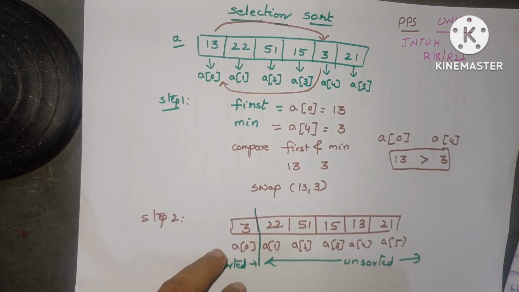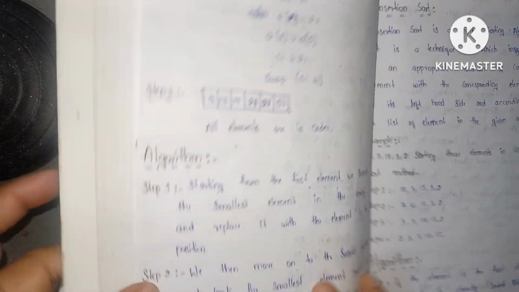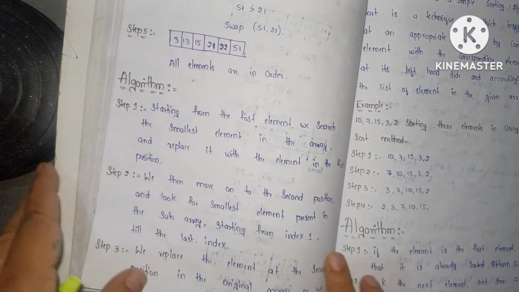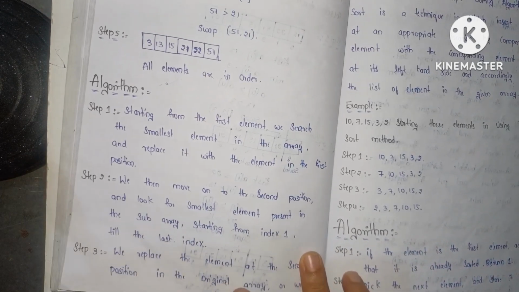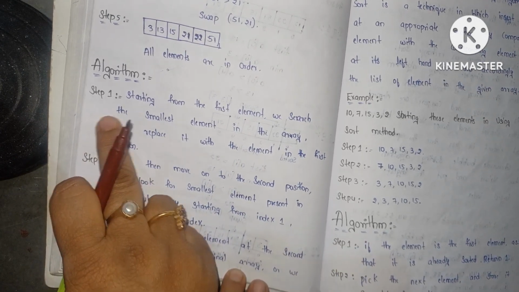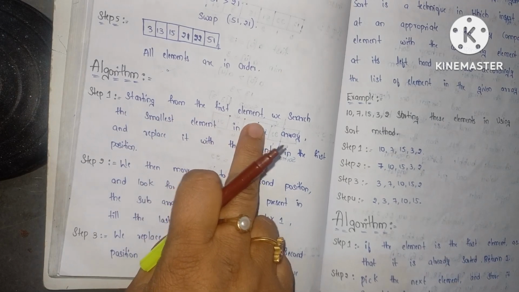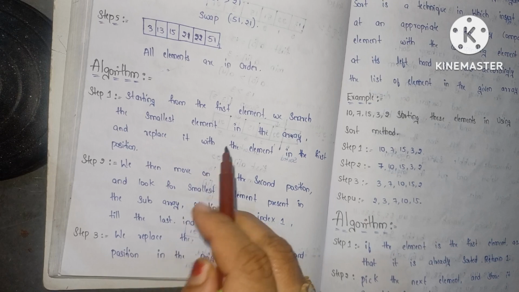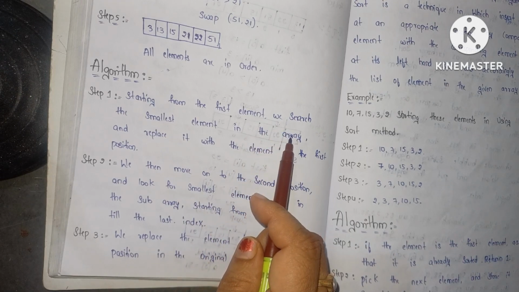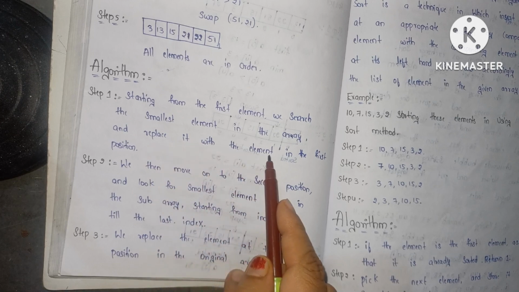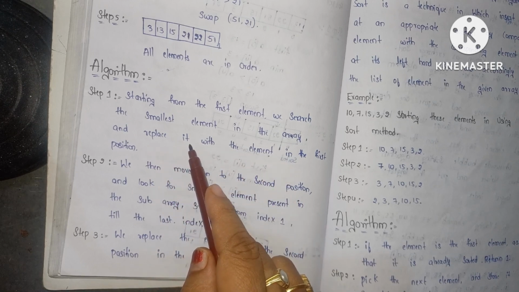Now, I will explain how to write an algorithm. Algorithm for selection sort. An algorithm is everything explained in terms of general English language. Step 1: starting from the first element, we search for the smallest element in the array. That means first we select the first element and the smallest element in the array and replace it with the element in the first position.